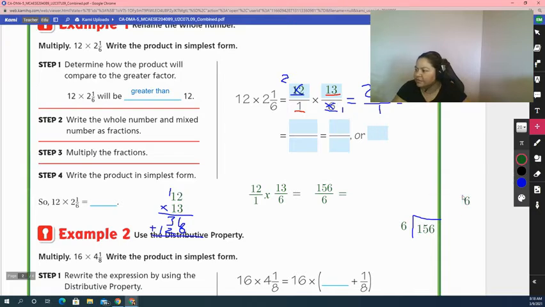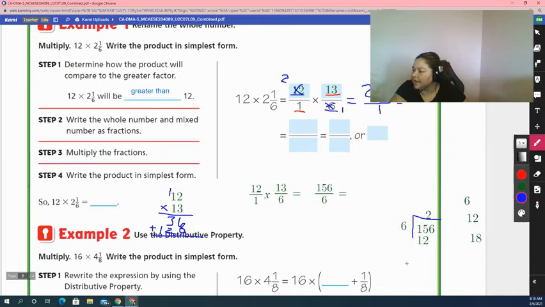6, 12, 18. But 18 goes over, right? We want something closer to 15 because I know that didn't fit in the 1. So 12 will be the closest. So I'm going to use 12. So 6 goes into 15 2 times. So 2 times 6 equals 12.